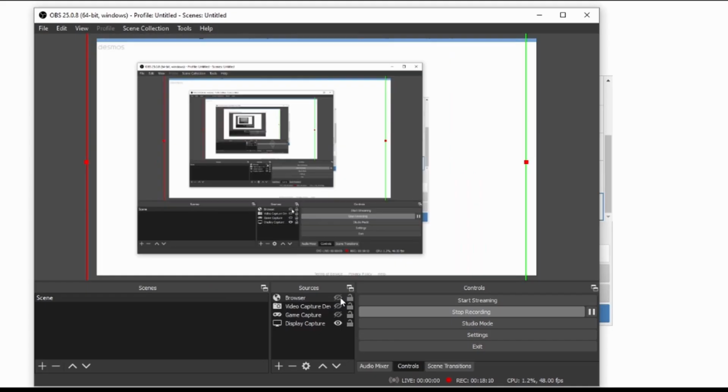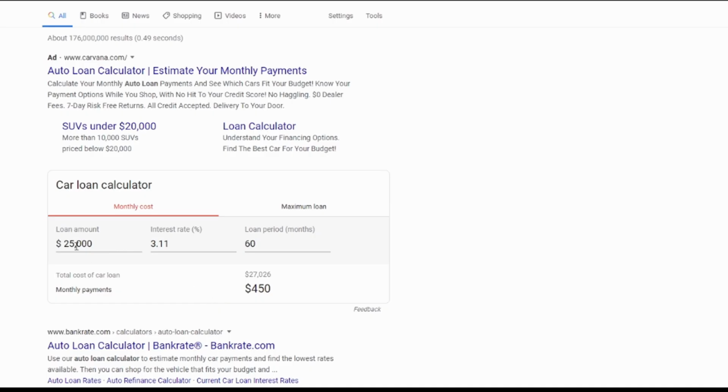Normal people go to a website that is auto loan calculator. Okay, and one of the things comes out right over here. So what are we doing? We're going to put our loan amount. Okay, and loan amount means everything that we added together. So for us it was $13,741.63.